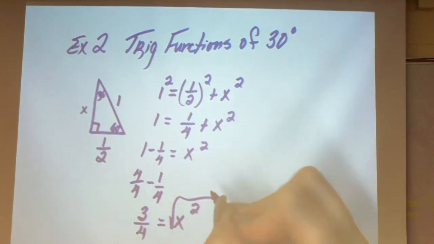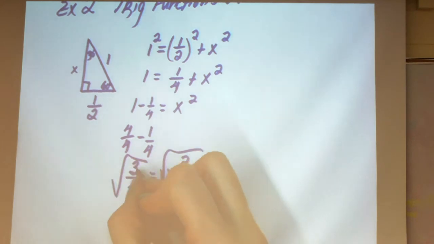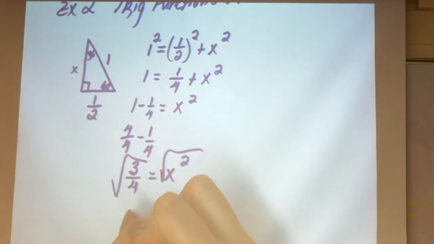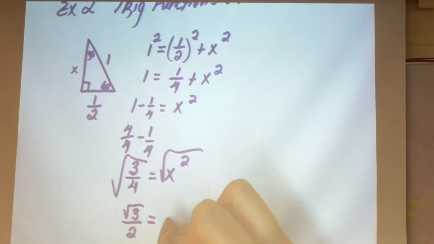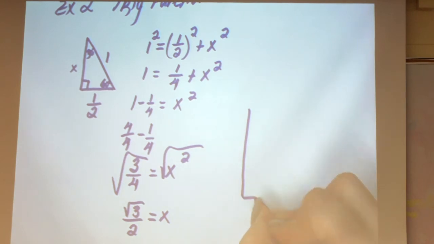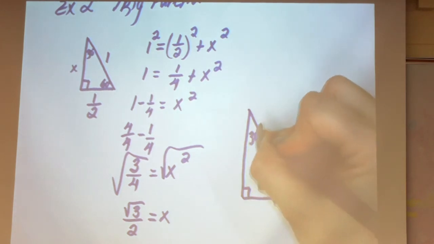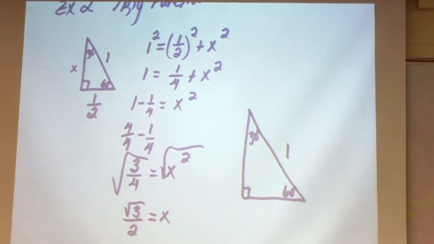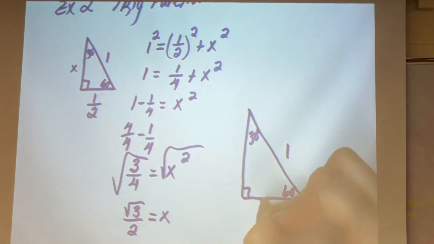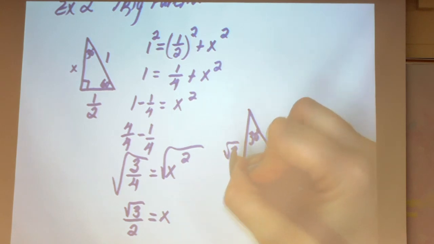Okay, and then I have to square root that. And the square root of 3/4, we cannot square root 3, but we can square root 4. The square root of 4 is 2. So the square root of 3 over 2 would be my other side, my x side. Okay? So I draw this out. In my 30, 60, 90 triangle, if my hypotenuse is 1, my side opposite the 30-degree angle is 1/2, and my side opposite the 60-degree angle is the square root of 3 over 2.